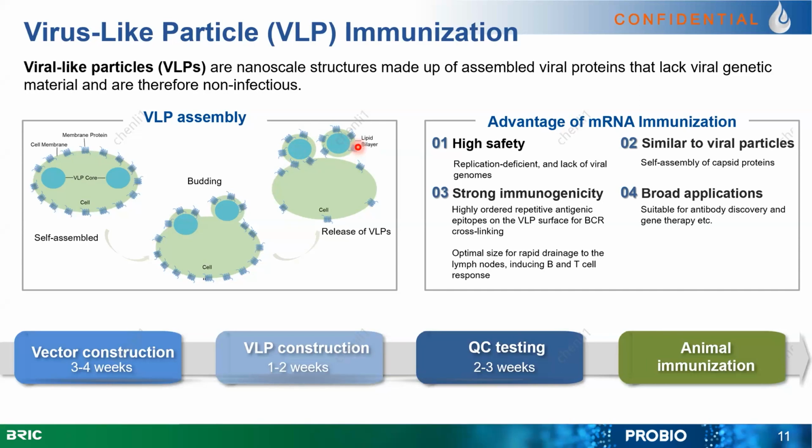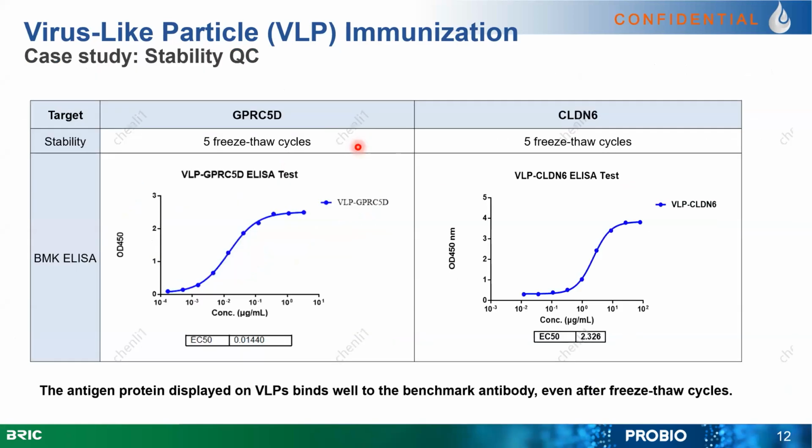Each VLP can be considered as a mini version of the mammalian cells, but with much higher immunogenicity and much higher surface areas, leading to better immune response. The quality of a VLP can be determined by standard ELISA assays with the antigen benchmark antibody. The data in this slide showed after 5 cycles of a freeze-thaw process, the GPRC5D VLP and the Claudin 6 VLP samples still demonstrate robust binding curves and EC50s against the positive control antibodies against these two different targets.